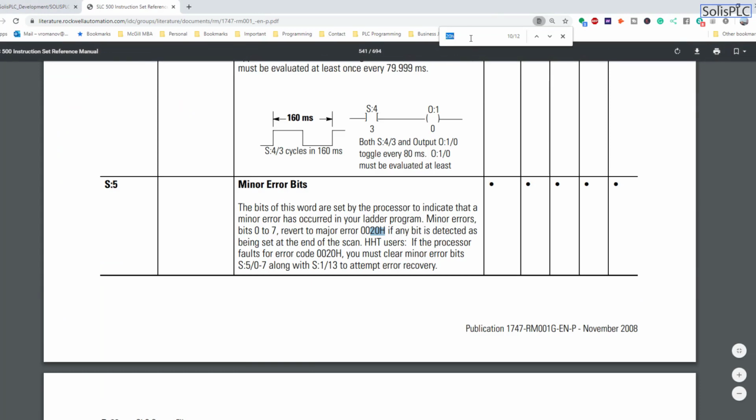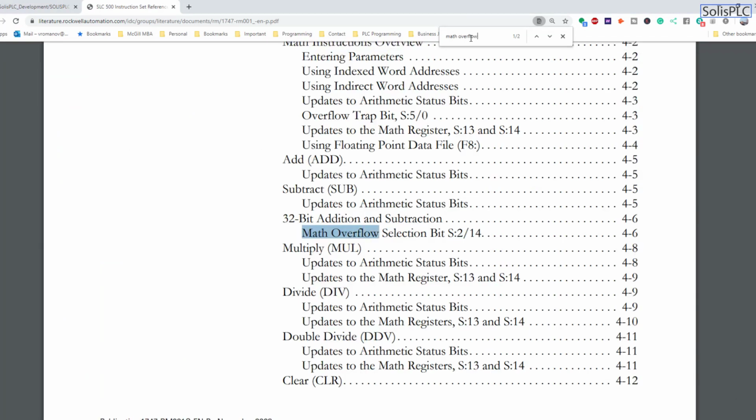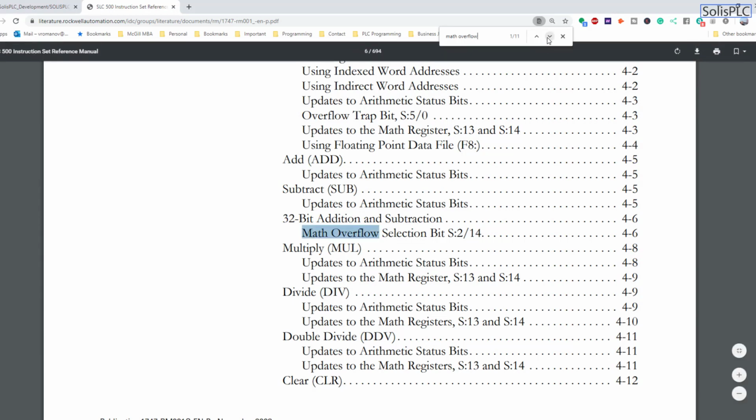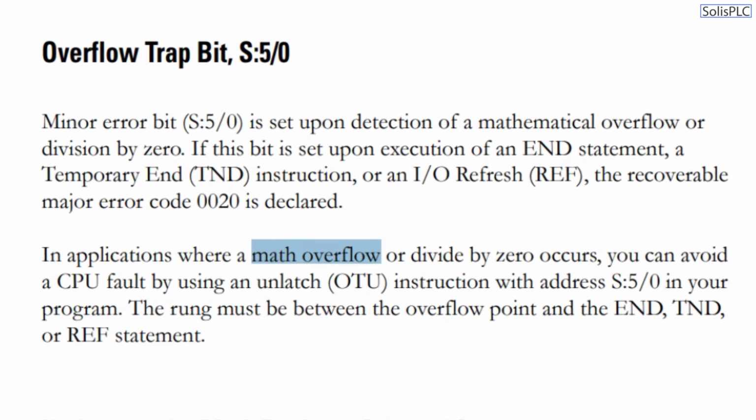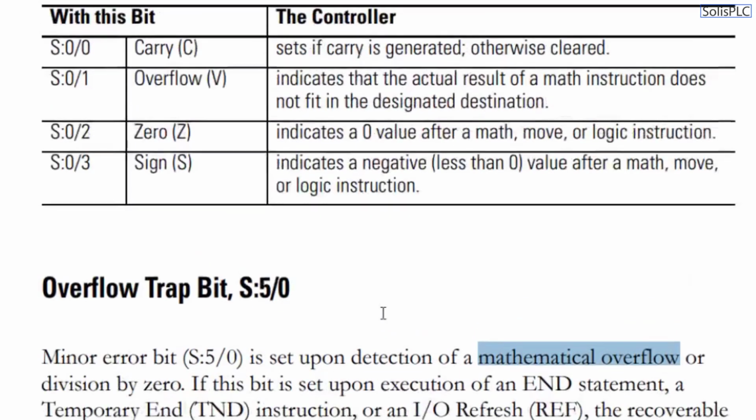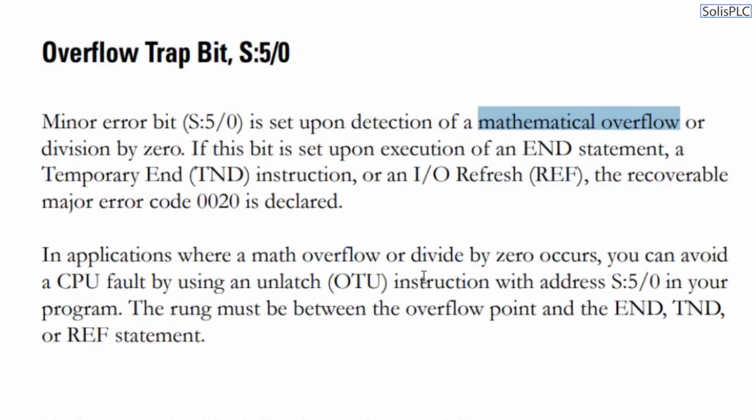So I'm just going to type that in, math overflow. I guess there's no trap keyword. So, overflow trap bit S5:0, minor error bit is set upon detection of a mathematical overflow or division by zero. So we do not have a division by zero, that's certain, but we do have a mathematical overflow, which is how we essentially figure out what happened. And you can read a little bit more about this specific register, which is going to give you more information on the nature of the fault.